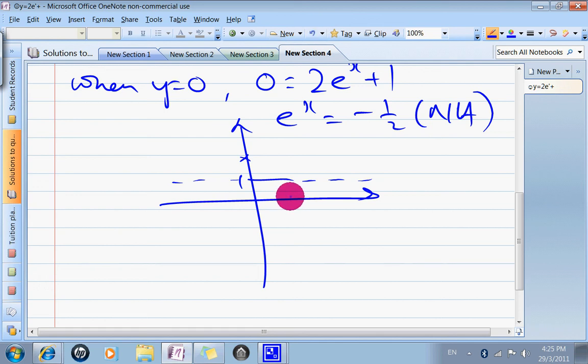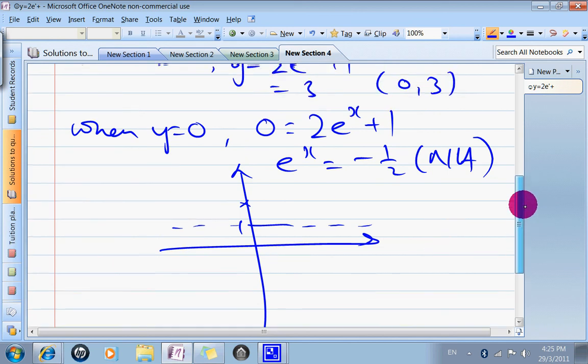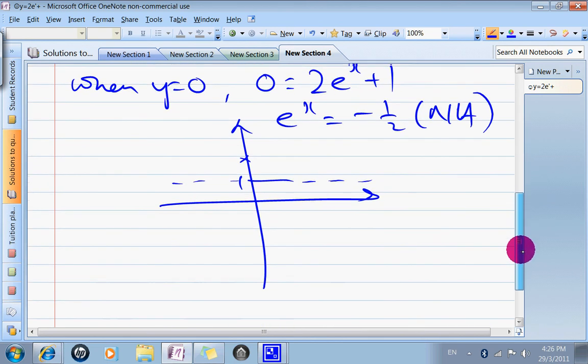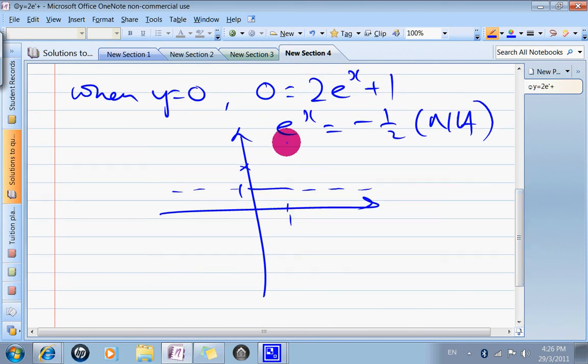So I'm going to test x equals 1, then what will y be? When x equals 1, y will be equal to 2e to the power 1 plus 1. That will give you y equals 6.4344. Okay, so we know that when x is 1, y will be up, above. So therefore the curve is this shape for y equals 2e^x plus 1.